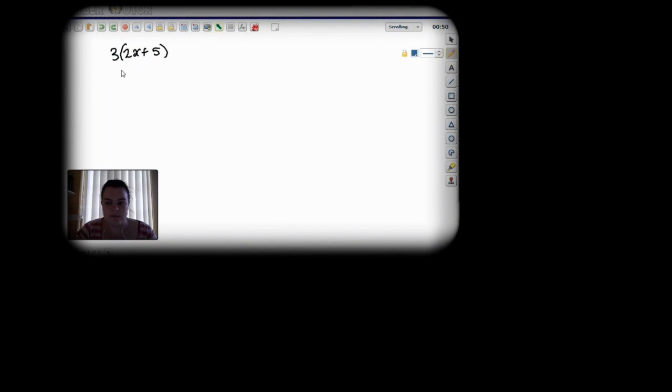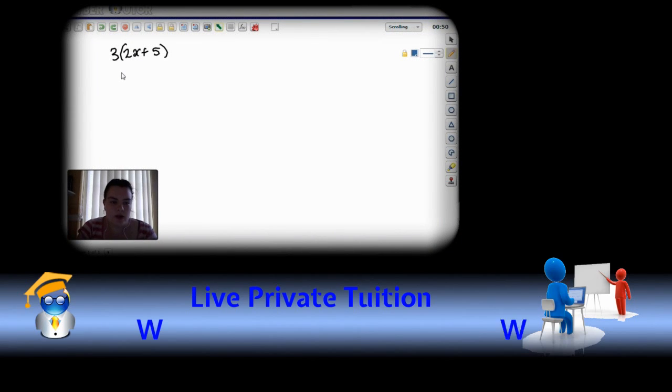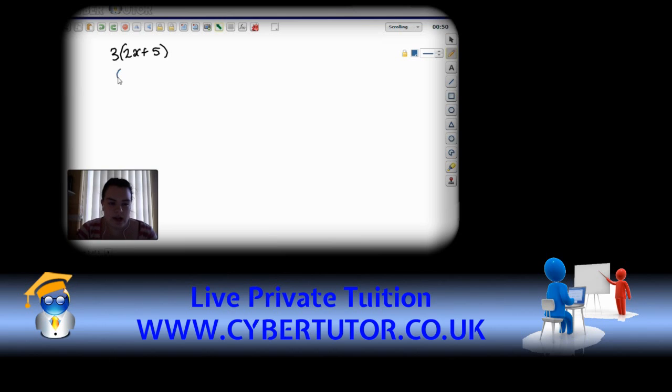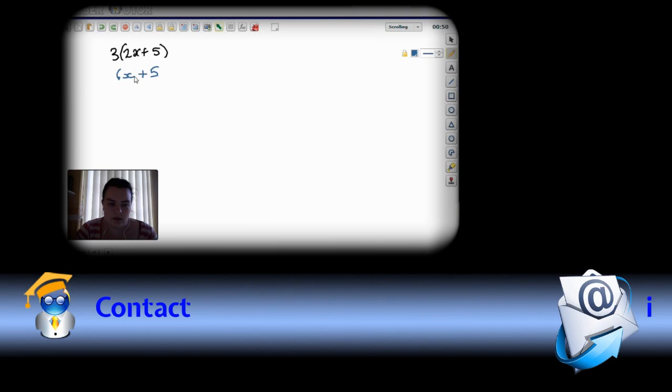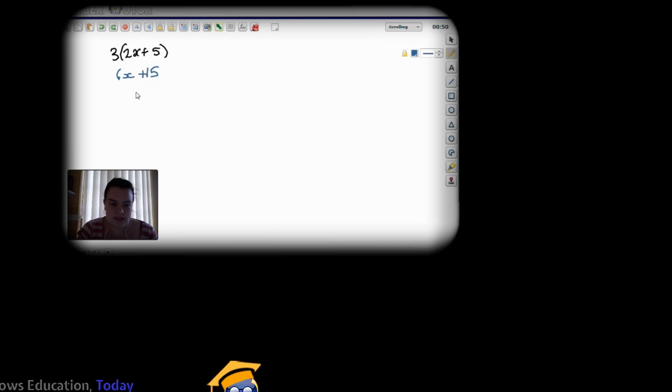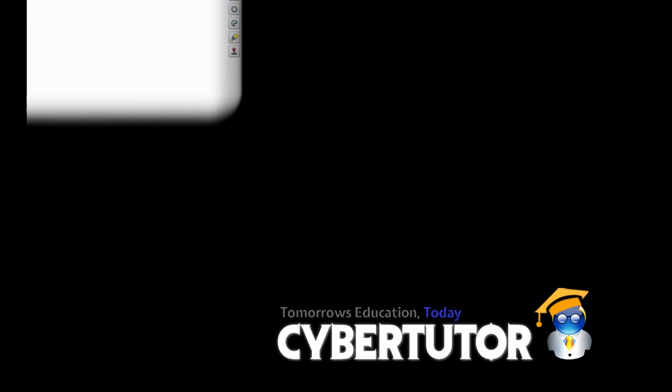Laura, so here's a single bracket expansion. Are you happy to give that a go? Yeah. Would it be 6x plus 5? No, actually, it's not quite right. Do you want to give it another go? Oh, was it 3 times 5 as well? Yeah, 3 times 5 as well. So it'd be 6x plus 15. Yeah, perfect. Well done.